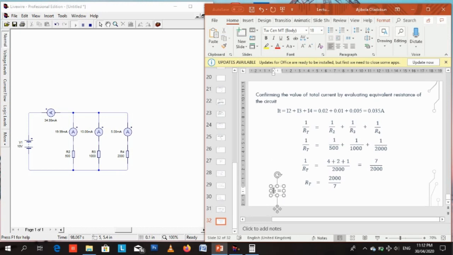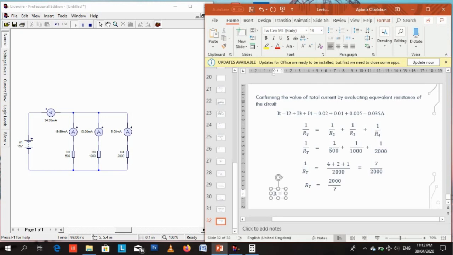You can get IT by adding the individual currents flowing through each resistor, or you can get total current by first evaluating the total resistance, or the equivalent resistance RT, and then from there you apply Ohm's law. Remember from Ohm's law that I equals V over R. You're looking for IT, so the voltage will be VT and the resistance will be RT. From Ohm's law, V equals IR. Make I the subject of the formula. I will now be V over R, that's VT over RT, where VT is total voltage and RT is total resistance.